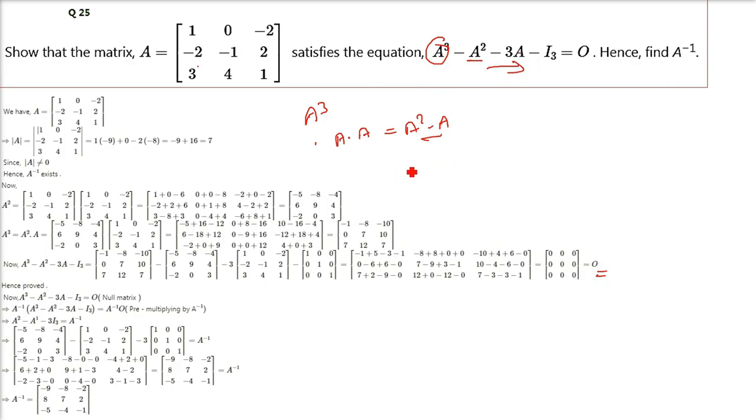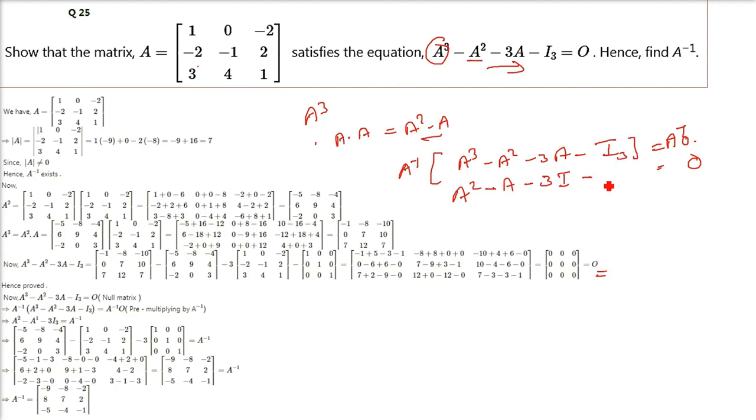So once A cube is done, what you will do? Multiply this equation with A inverse. So you already have this idea now. Once you multiply by A inverse, this I3 term has to be taken on the other side, and that will essentially give you A inverse. So A cube minus A square minus 3I minus A inverse equals 0. So A inverse you can take on the other side. You just have to perform A square minus A minus 3I.